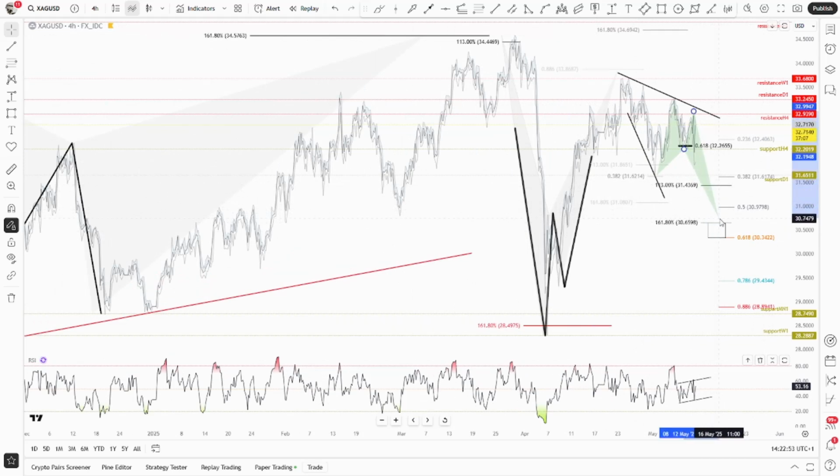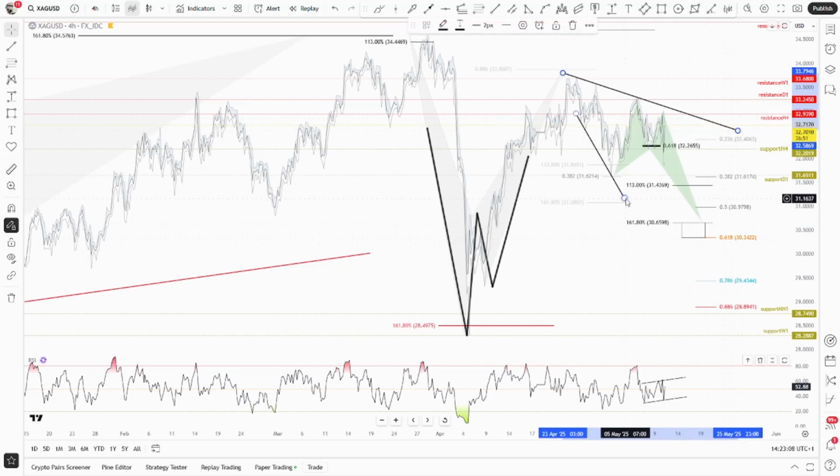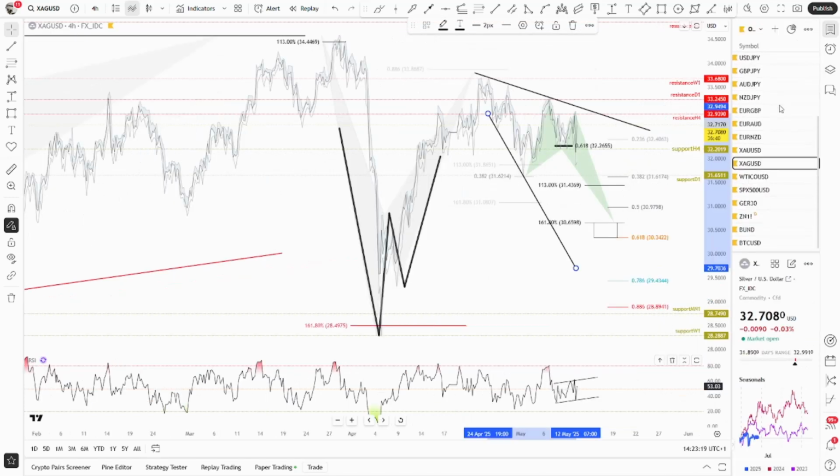In my opinion, in this situation for silver, I will wait for a drop towards $30.65 or towards the golden Fibonacci level. Also considering this is kind of an expanding wedge. Very, very tricky to trade those structures. So that being said, I prefer to wait for a big drop on silver towards the $30.65.